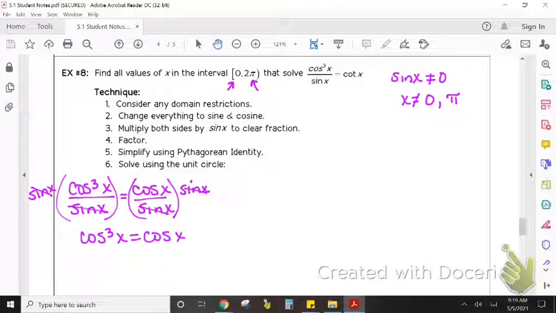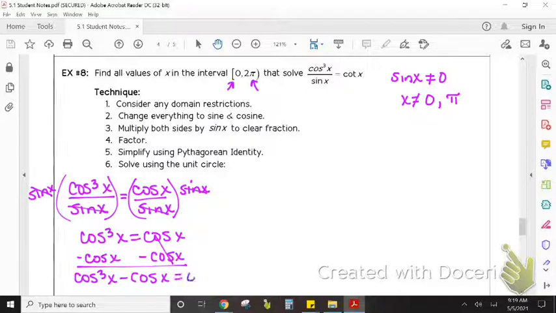Well, if you need to, guys, change this to just be x's. So this is the same as if I had x cubed equals x. What would we do? Well, I don't know anything to do with cosine cubed, so I'm really hoping I can factor. So in order to factor, I need to make sure this is set equal to 0. So I'm going to move this cosine of x over. And when I do that, I get cosine cubed of x minus cosine of x equals 0.